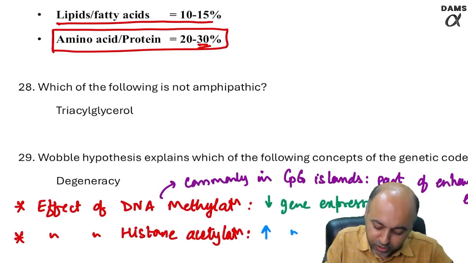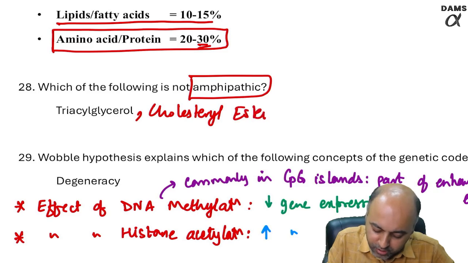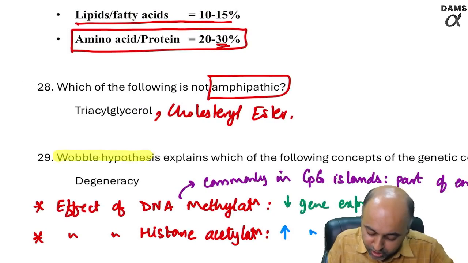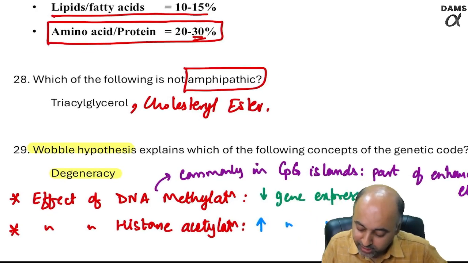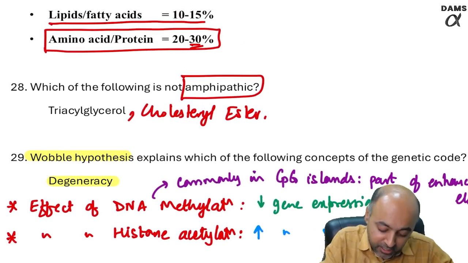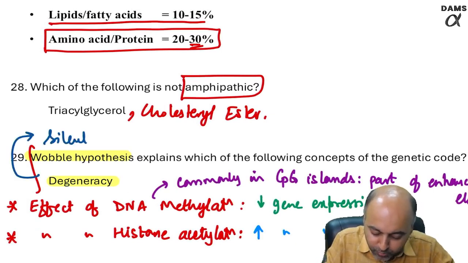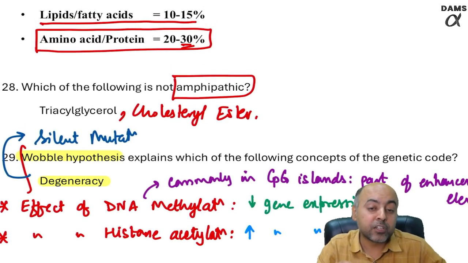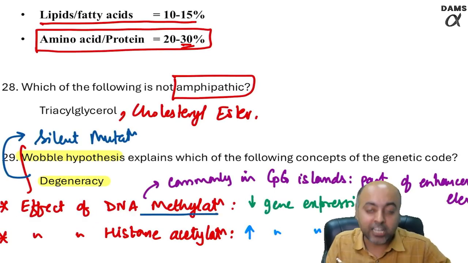Which of the following is amphipathic: triacylglycerol or cholesterol ester? And a very commonly asked question, wobble hypothesis. Wobble hypothesis explains the degeneracy, and both of them together are responsible for silent mutation. Last part you're asking about epigenetics, the effect of DNA methylation.